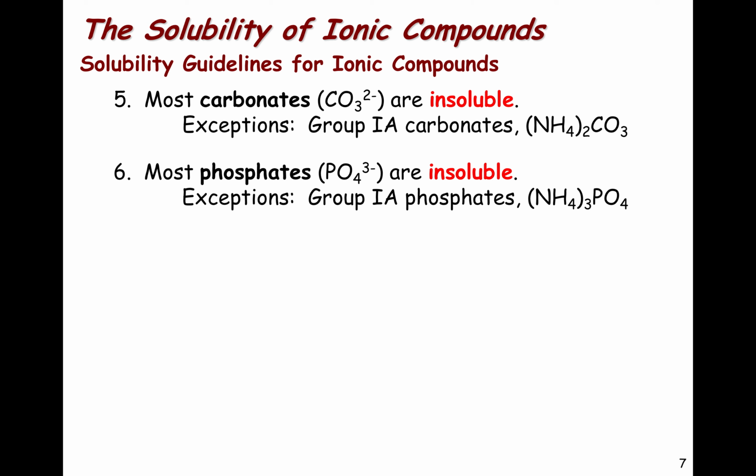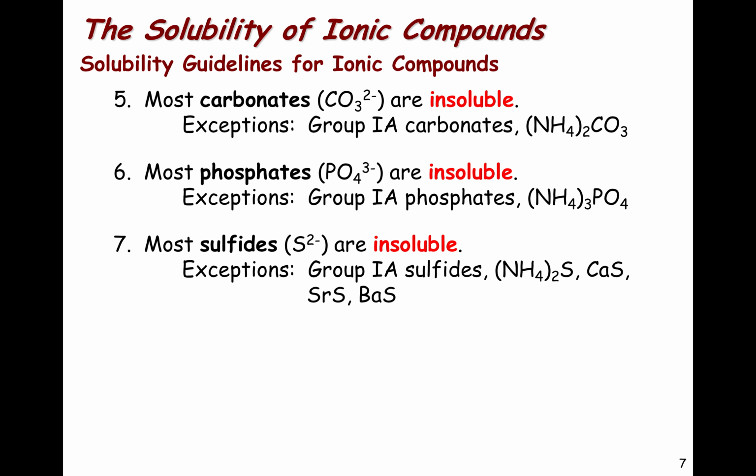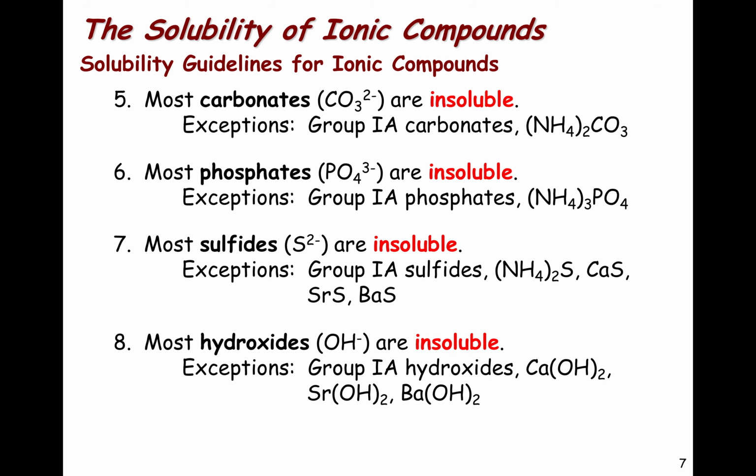Likewise, phosphates are generally insoluble with the same exceptions as the carbonates. So if you have a group 1 ion or ammonium, they are soluble. And then we have sulfides. The sulfides are generally insoluble, with the exceptions being the group 1 ions, ammonium, calcium, strontium, and barium. Then finally we have the oxides and the hydroxides. The oxides and hydroxides are generally insoluble, except if we have group 1 ions or calcium, strontium, or barium.